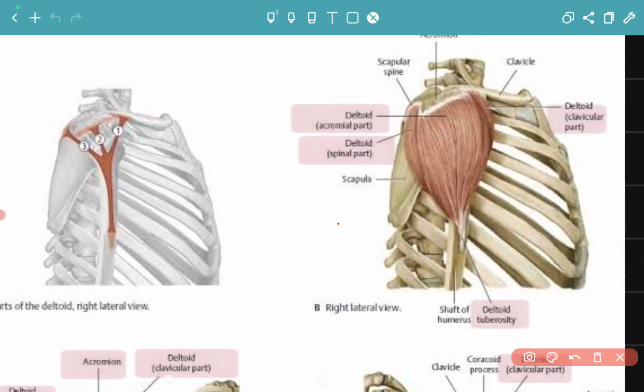We can see here there is this clavicular head or clavicular part, then the acromial part, middle fibers, and then the fibers coming from spine of scapula. So anterior, middle as well as posterior fibers in the lateral view inserting to this deltoid tuberosity. So in this lateral view, this can be appreciated: clavicular part, acromial part, and spine of scapula, those fibers.